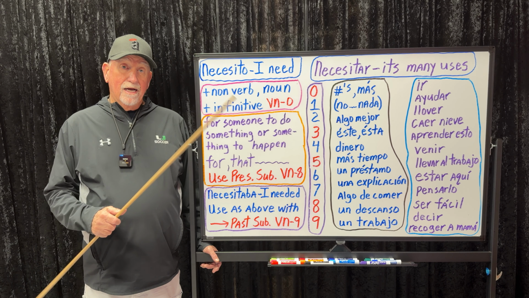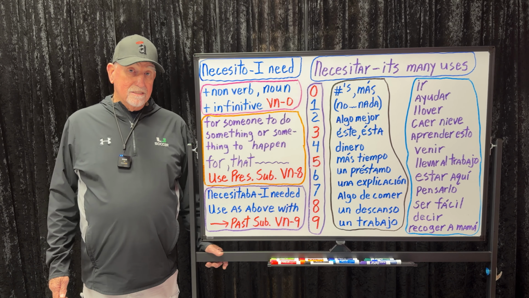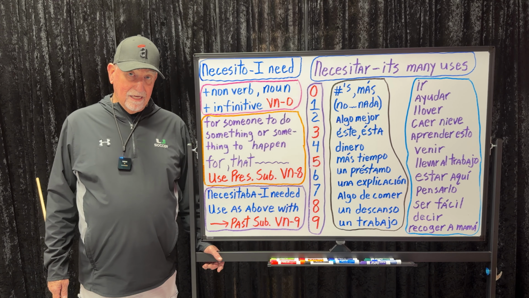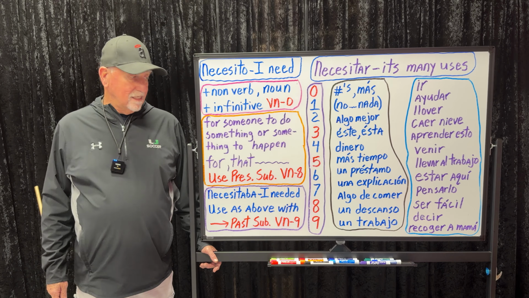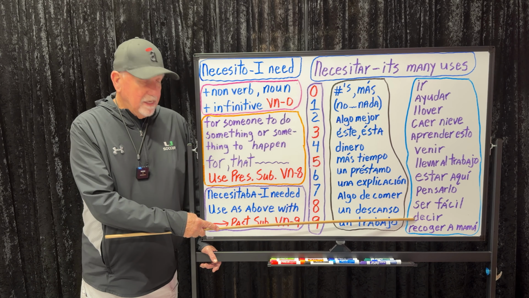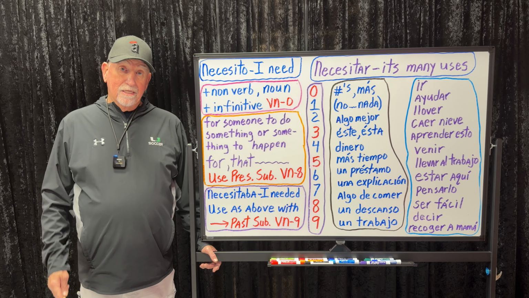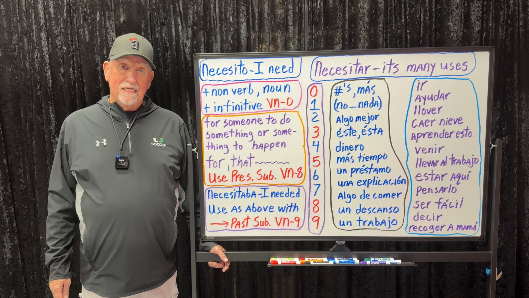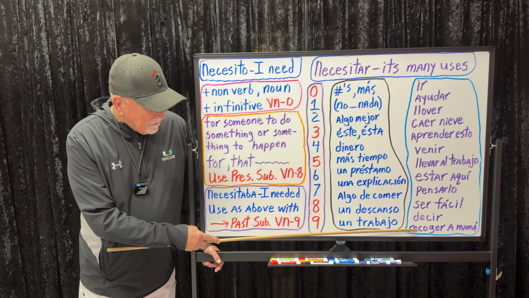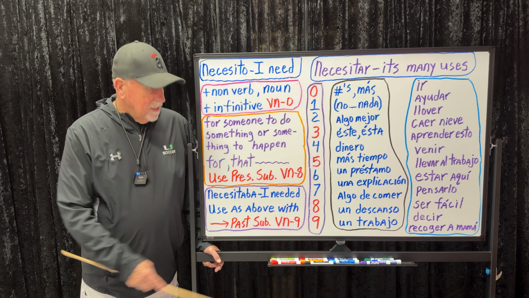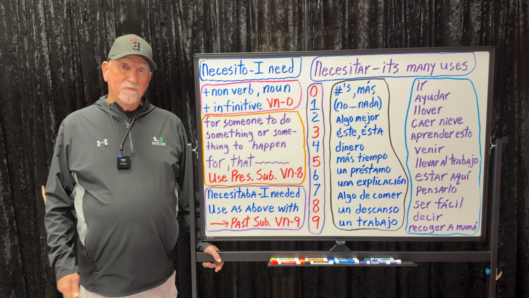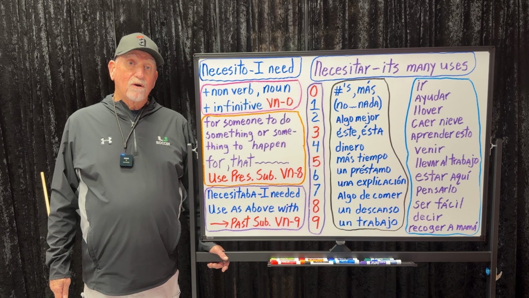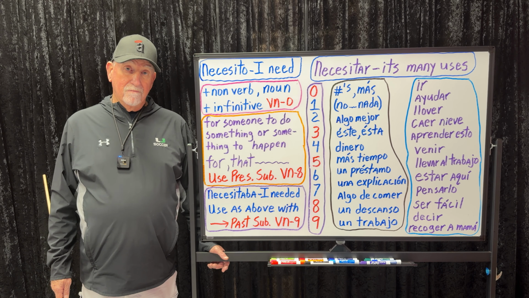Decir, I need for you not to say anything. Necesito que no digas nada. We need for them to tell the truth. Necesitamos que ellos digan la verdad. Recoger, remember this is a G to J. I need for you to pick Mom up. Necesito que recojas a mamá.